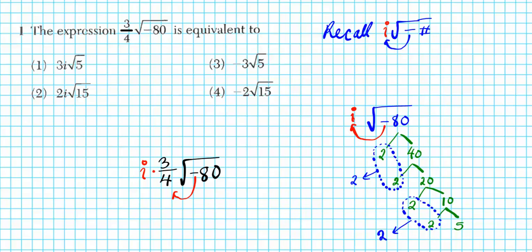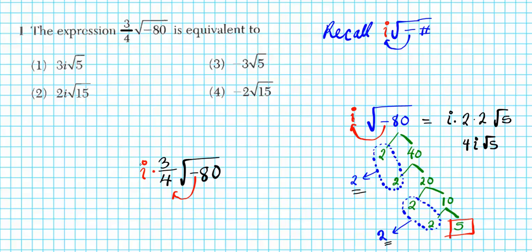Now take a look at the 5. It's by itself. So the square root of 5 is just root 5. Root 5 does not have a partner to break out of the radical symbol with, so it stays behind. So the square root of negative 80 becomes: the minus comes out as an i, and then we have 2 times 2, these 2's that broke out, and the 5 stays behind. So that becomes 4i root 5. So we're going to replace this radical piece with 4i root 5.